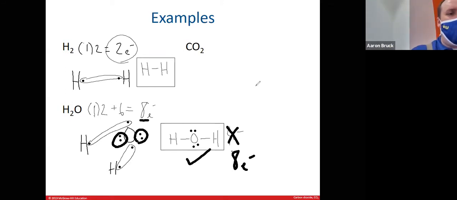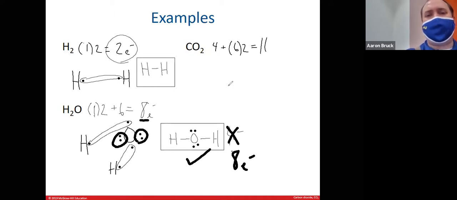All right, let's move on to carbon dioxide then. With carbon dioxide, I've got carbon, which has 4 electrons, and I've got 6 electrons in each oxygen. Total here is going to be 16 electrons.